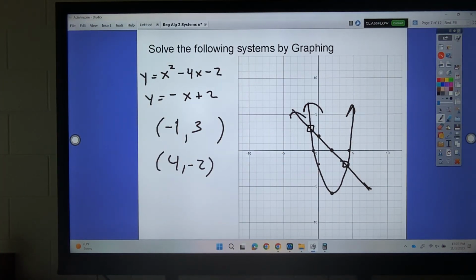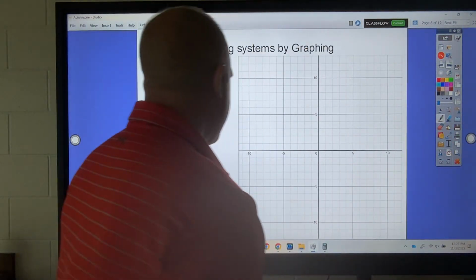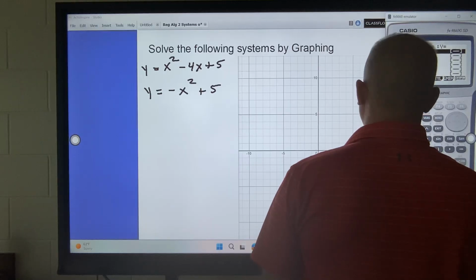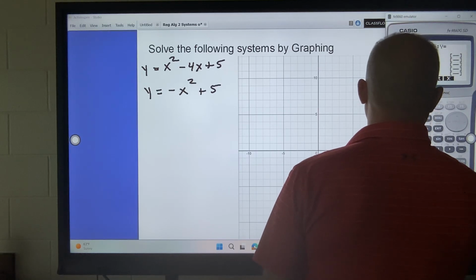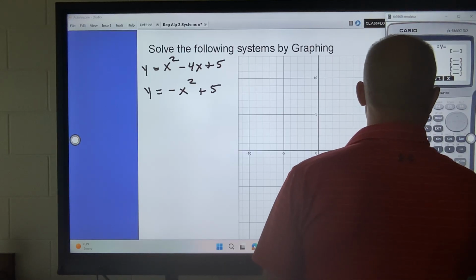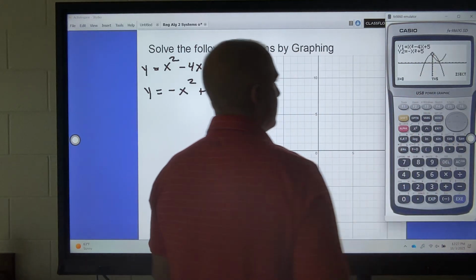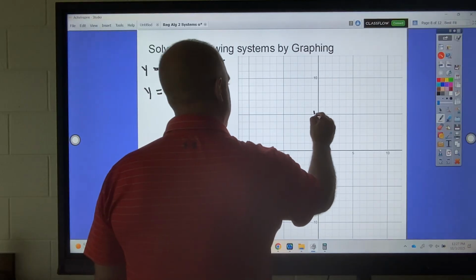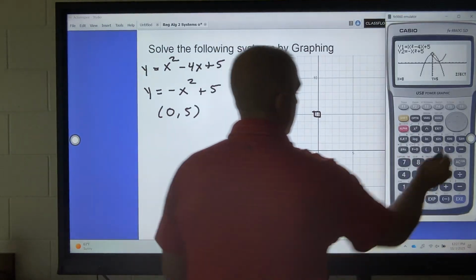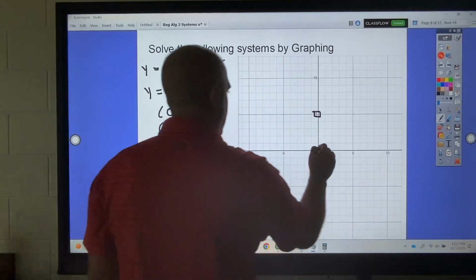So finding the intersection first is probably going to be the easiest thing to do. Okay, so let's work some of that now. Let's put both equations in. I got x squared minus 4x plus 5, and I got negative x squared plus 5. All right, I draw. G-Solve intersect: 0, 5 is going to be one of those. Okay, click over here. I got 2, 1. That's going to be another one.